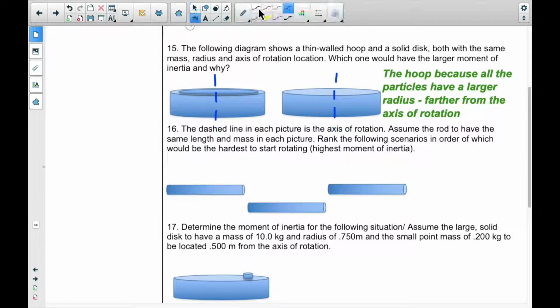All right, on this next one, we need to add in some dashed lines because it says the dashed line in each picture is the axis of rotation, and there's no dashed line. So we need to add in our dashed line.